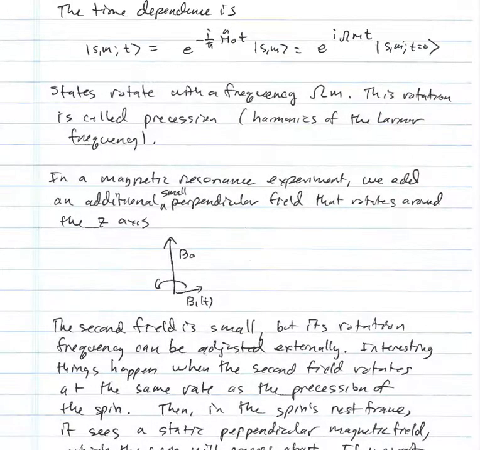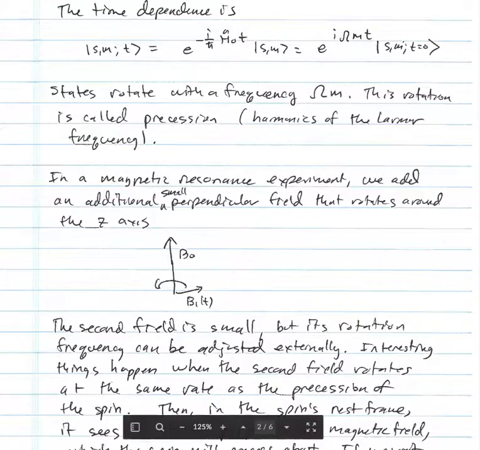That tells us that the states rotate with a frequency given by the Larmor frequency times m. This rotation is called precession. It's appearing at harmonics of the Larmor frequency, and you saw in the earlier videos exactly what precession is. Again, if you have not watched those videos, I strongly encourage you to go and look at them. Precession is not a very easy concept to understand well, and it's good for you to have a physical feeling for what that means, and you can get that by looking at those earlier videos.